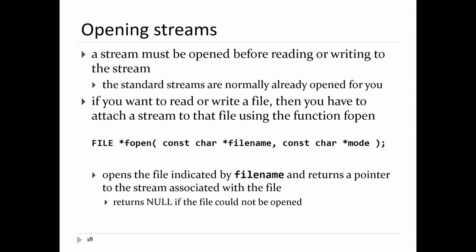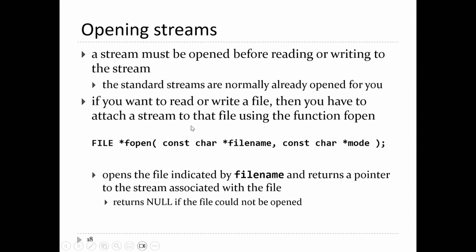To use a file object, you have to open a file. So you have to create a connection to the thing that you want to read or write to. Now you don't have to open the standard streams. You can always read from standard in, and you can always write to standard out or standard error. They get opened for you when your program first starts. If you want to, you can close them and send them somewhere else, but we're not going to talk about that in this course.